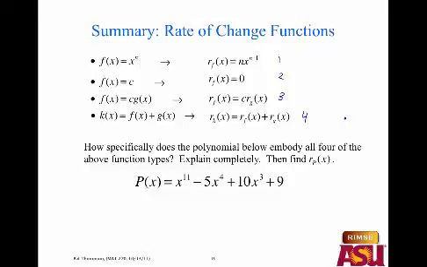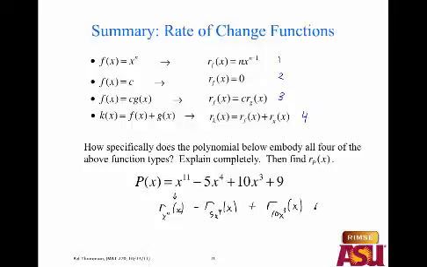To get the rate of change of p, we're going to apply that rule first, and we're going to say the rate of change of p is going to be what? It's going to be the rate of change of x to the 11th minus the rate of change of 5x to the 4th plus the rate of change of 10x cubed plus the rate of change of 9.